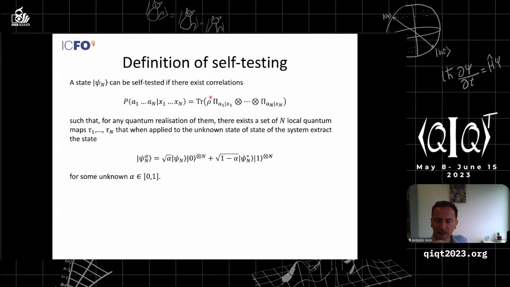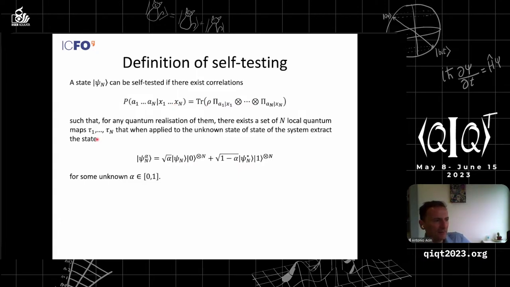So what is the definition of self-testing? There are several definitions, but I think what is usually accepted now is that you have some correlations and you want to see all possible ways of getting these correlations. If you have any way of getting these correlations, you can always construct some local channels, tau one to tau n, that when applied to the state that gave rise to the correlations, extract the given target state. So in self-testing, you say that a state psi n can be self-tested if you can design some correlations such that for any way of writing these correlations, you can extract the target state from the state used to obtain the correlations through some local channels.